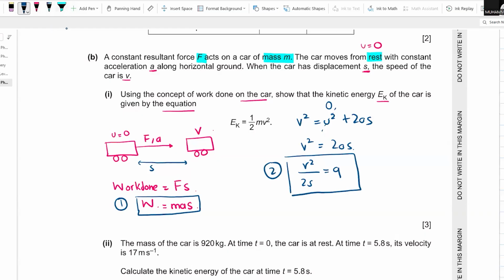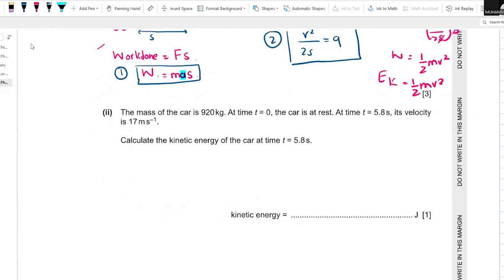What will you do next? You will substitute this equation of acceleration, v square divided by 2s, here. Aap acceleration ki equation ko yahan pe substitute kar do. Okay. Work done is equals to mass into v square divided by 2s into s. s is cancelled out. Work done is equals to 1 upon 2 mv square. That is equals to kinetic energy. We have proven the formula of kinetic energy. If you have any confusions, you can ask. This was our step number 1, step number 2, and this is our step number 3. Okay, let's further move ahead.